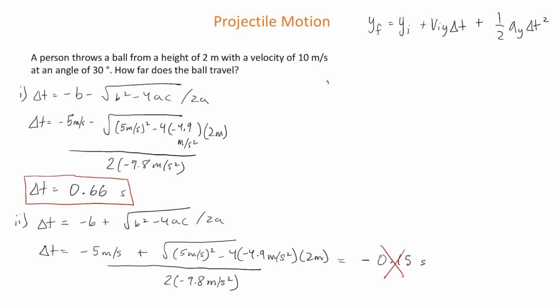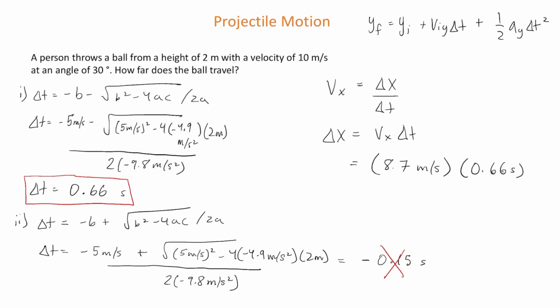Remember, we're solving for how far the ball travels. So now we're working with the x component, and we've rearranged the uniform motion equation to say delta x is equal to Vx times delta t. Remember, we solved for Vx, and we found it was equal to 8.7 meters per second, and we just found that delta t was 0.66 seconds. So what we find is delta x is equal to 5.7 meters. And that's the answer to our projectile motion question.